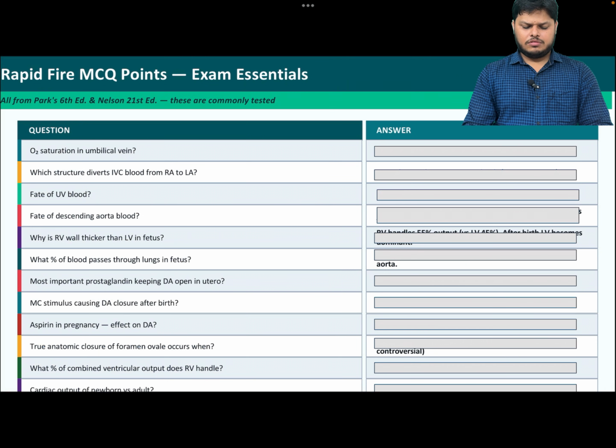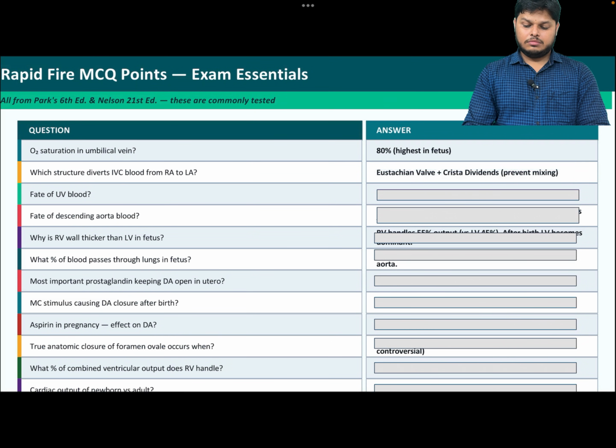Now let's do some questions. Oxygen saturation in umbilical vein, how much? 80%. Now we read, which structure diverts the IVC blood from the right atrium to the left atrium? Remember, foramen ovale, eustachian valve plus crista dividens.